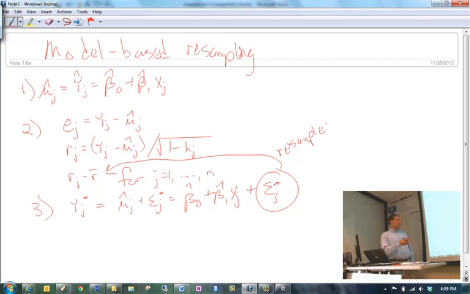So the reason why this is called model-based resampling is because we're assuming a particular model structure to our data still when we're forming our resamples. So while our book refers to this as a non-parametric resampling approach, I think of it more as semi-parametric. Okay, so that's model-based resampling.